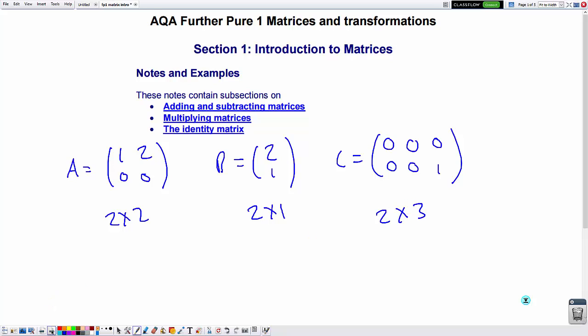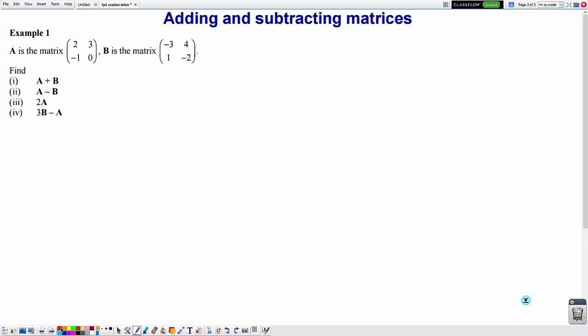Okay, so let's look at adding and subtracting. Now you can only add and subtract matrices if the order is the same, so if the size is the same. So this is a 2 by 2 matrix, this is a 2 by 2 matrix. You can add and subtract. So let's work out A plus B. But let's write down what the matrices A and B are. So it's 2, 3, minus 1, 0, and minus 3, 4, 1, and minus 2.